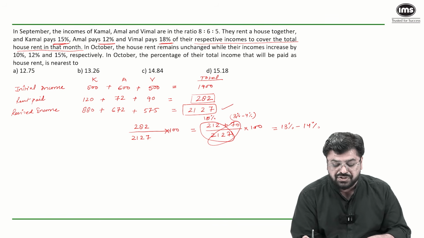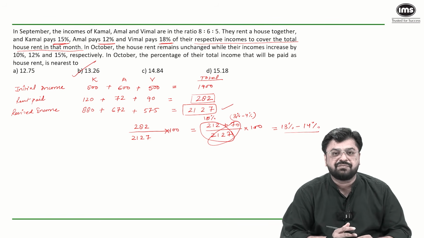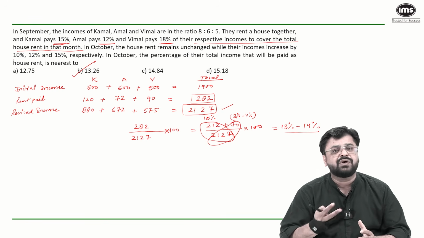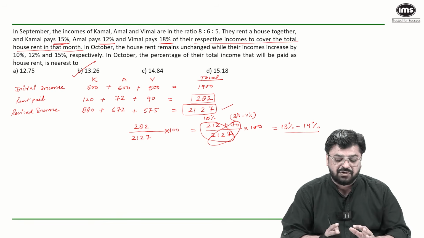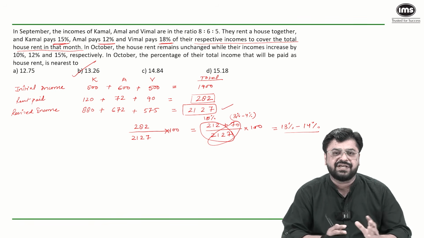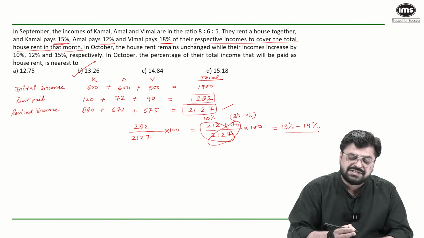Now look at the answer options. So the right answer is option B, which is 13.26%. If you want the exact value, you can always calculate it. It is not that difficult. But since my answer options can be easily eliminated if I calculate a range for 3% and 4%, so we mark the answer as option B.